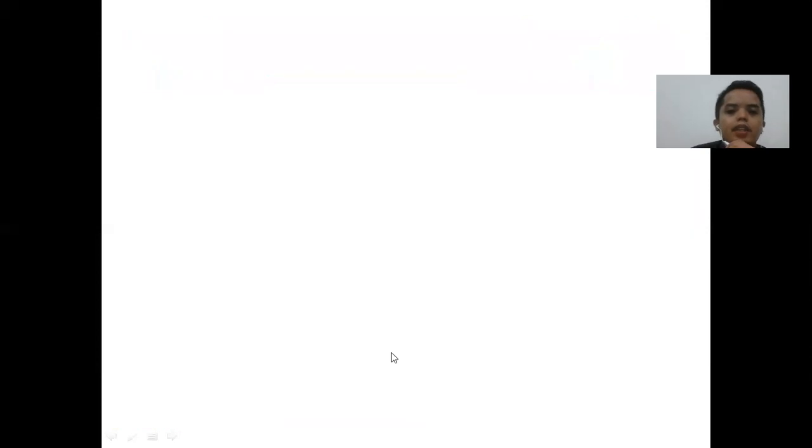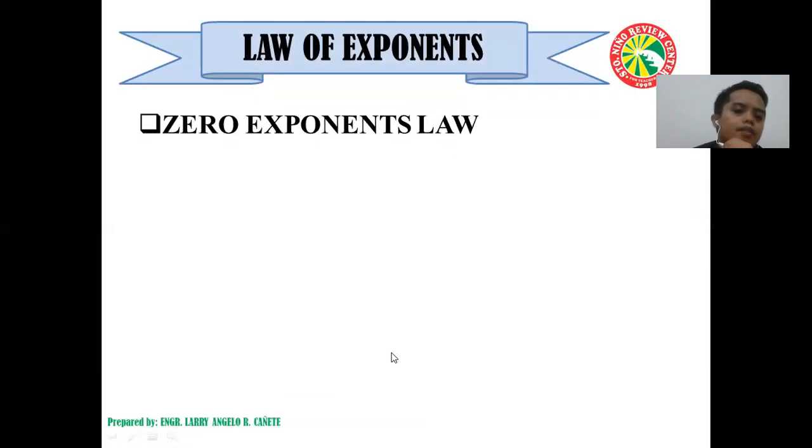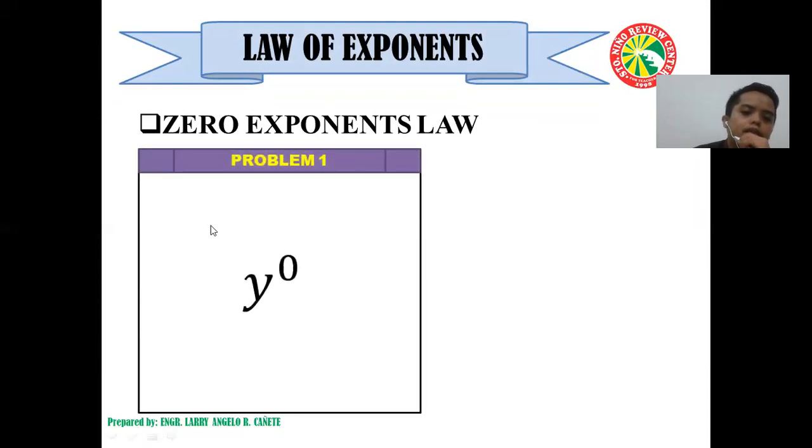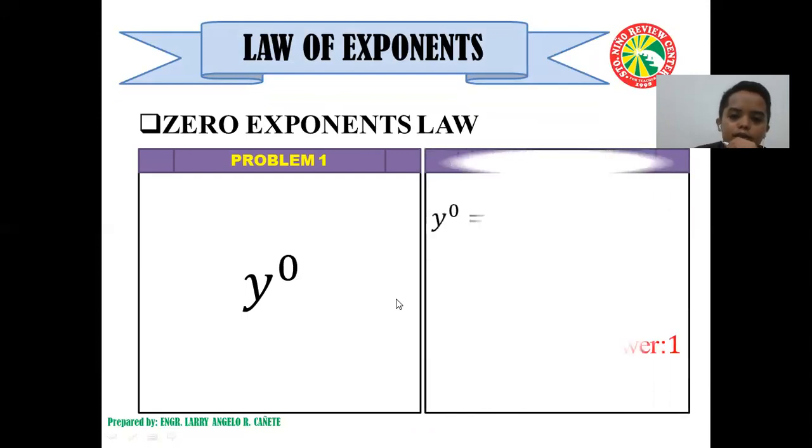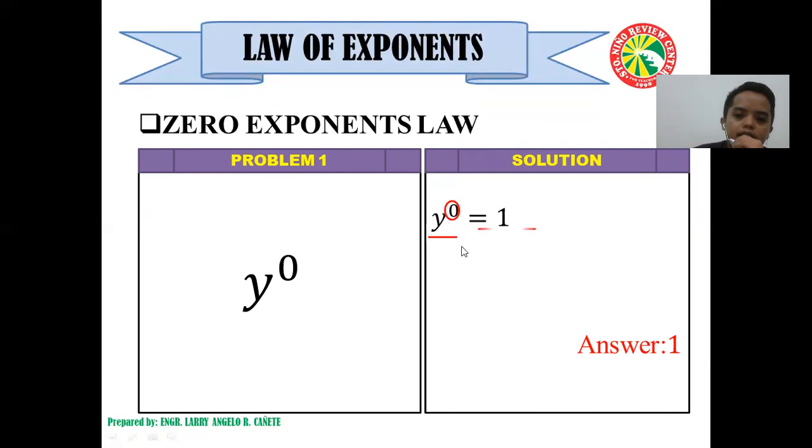Okay, let's have an example here for the zero exponent law. Like for example, y to the 0 exponent. The answer is 1 because the exponent of base y is 0, regardless of what quantity. Since y raised to 0 is always equal to 1, 1 is the answer.